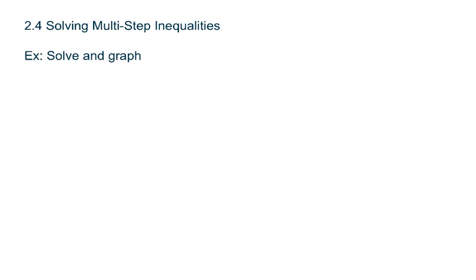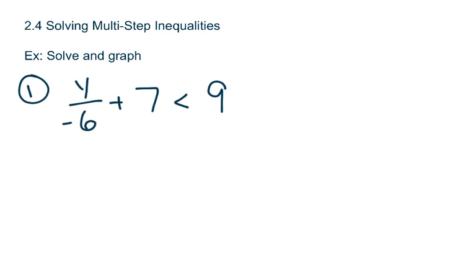All right, so we're going to start with multi-step inequalities, and there's really no notes per se to put on here. Just got some examples here for you. So directions say solve and graph. Number one, let's start with y over negative 6 plus 7 is less than 9.